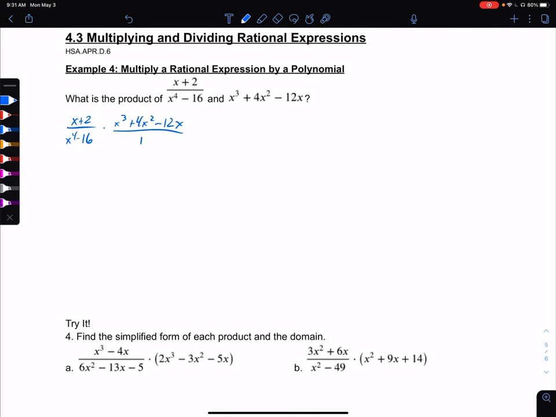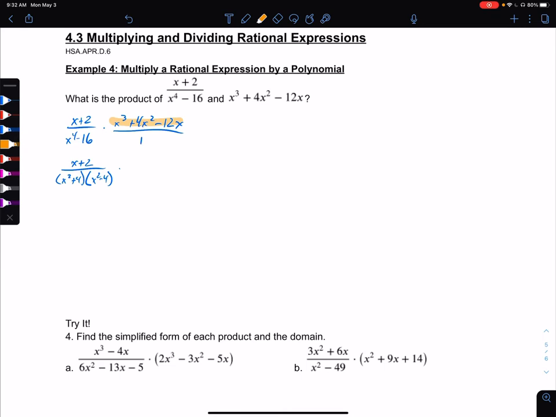Now we want to factor. The x plus 2 can't be factored, so we're going to leave that alone. The x to the 4th minus 16 is the difference of two squares, so that becomes x squared plus 4 times x squared minus 4. Okay, good with that. You'll see that there's more to do here. This is another difference of two squares, so we'll be able to factor that again, but we'll get to that in a second.